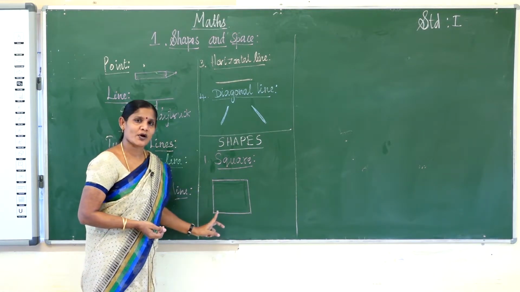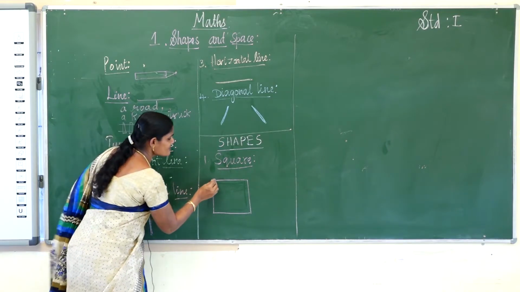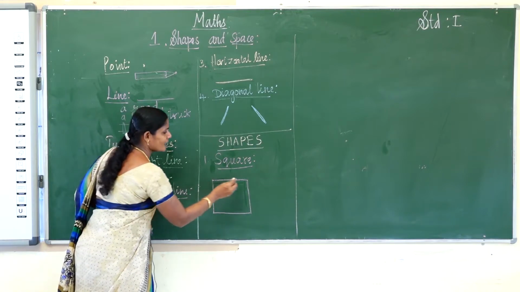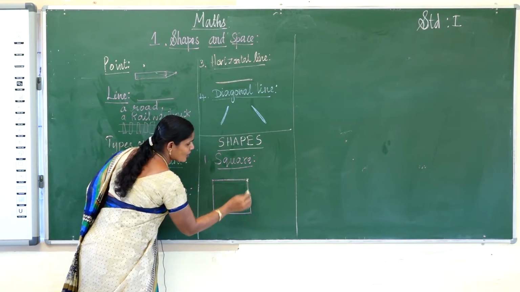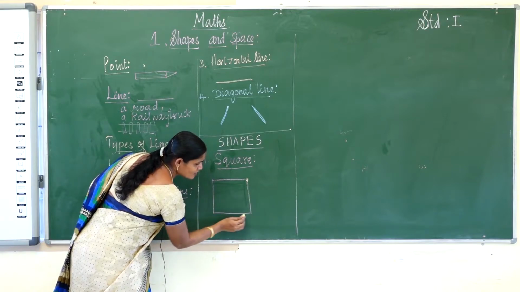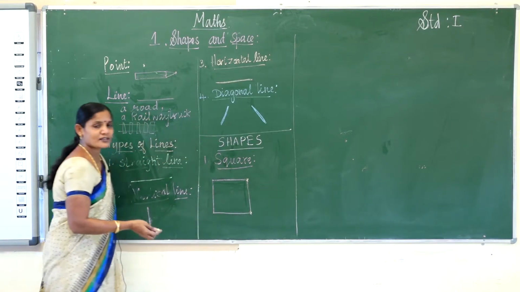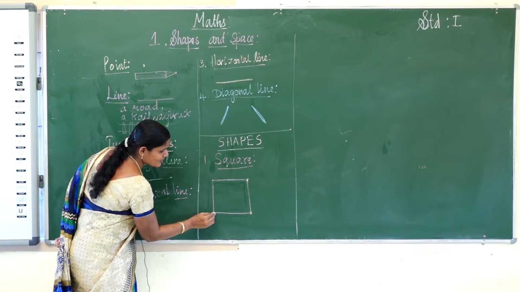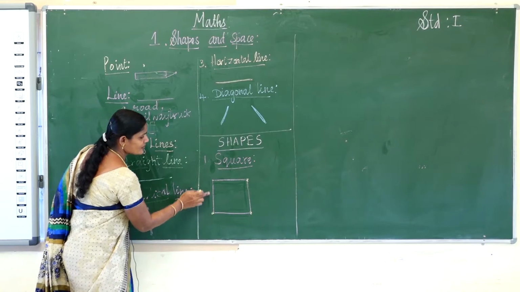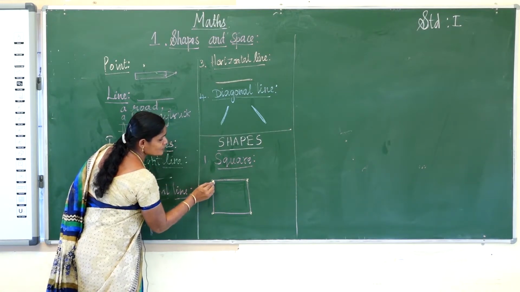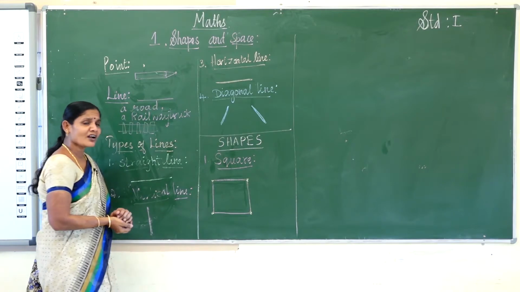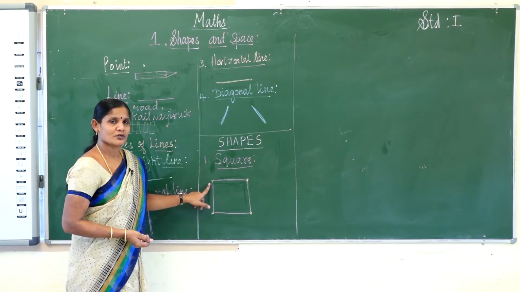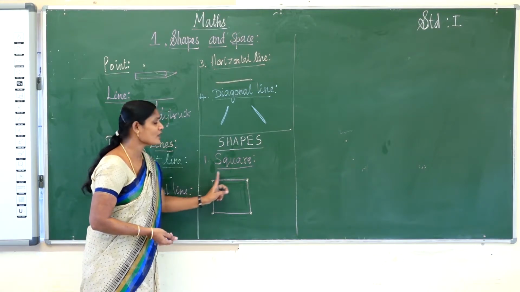This is the square. So these two lines are joined together to get a corner. This is called a corner. These two lines are joined together. This is another corner. This line and this line are joined together. This is a corner. Then this line and these two lines are joined together. So how many corners are there? 1, 2, 3, 4. So a square has 4 corners.